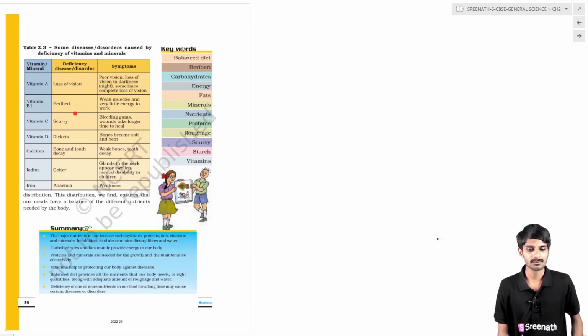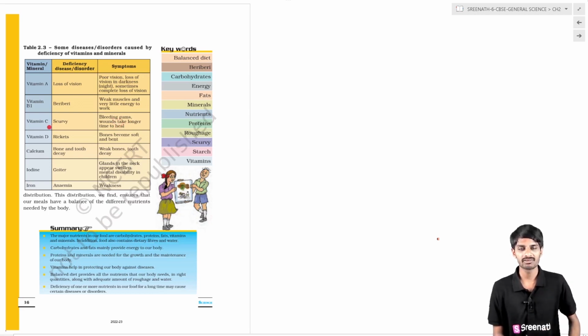Vitamin B1 deficiency causes very weak muscles. We will get weak muscles and little energy. If you have vitamin C deficiency, you will get scurvy, which means bleeding gums, and wounds take longer to heal. If you have any wound, it takes too much time to heal if you have a vitamin C deficiency. If you have a vitamin D deficiency, you will get rickets. Due to this, your bones become soft and bent.